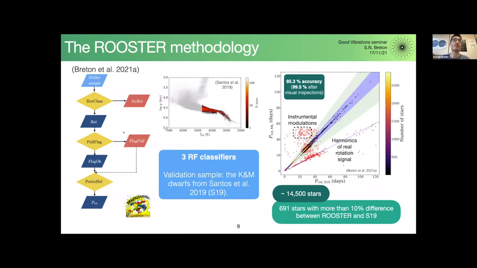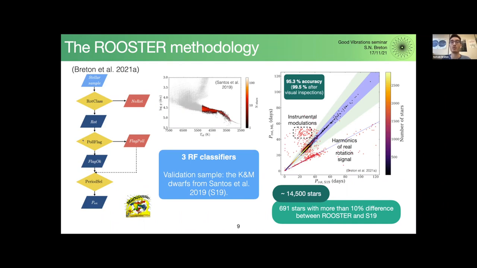So the ROOSTER method is built around 3 random forest classifiers. You start from your stellar sample, and first, with the classifier RotClass, you have to assess: do you have rotation in the signal or not?